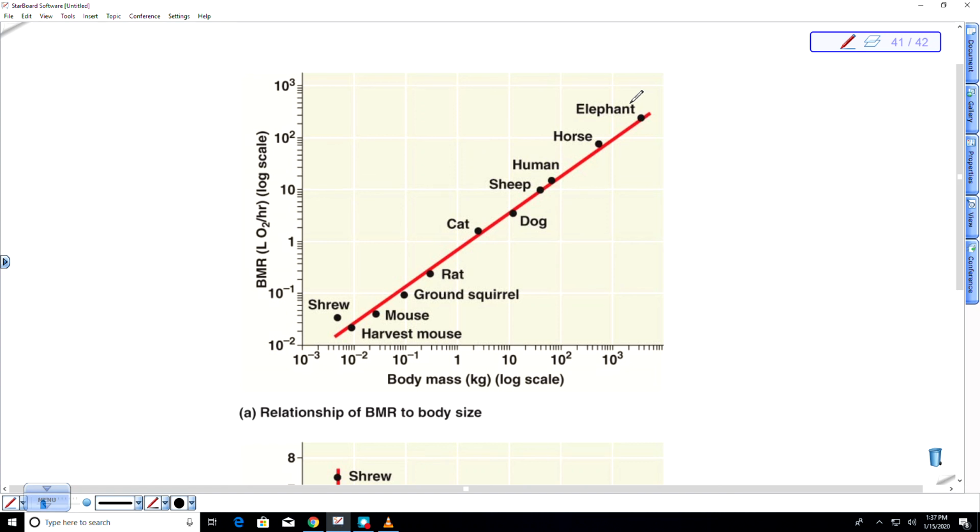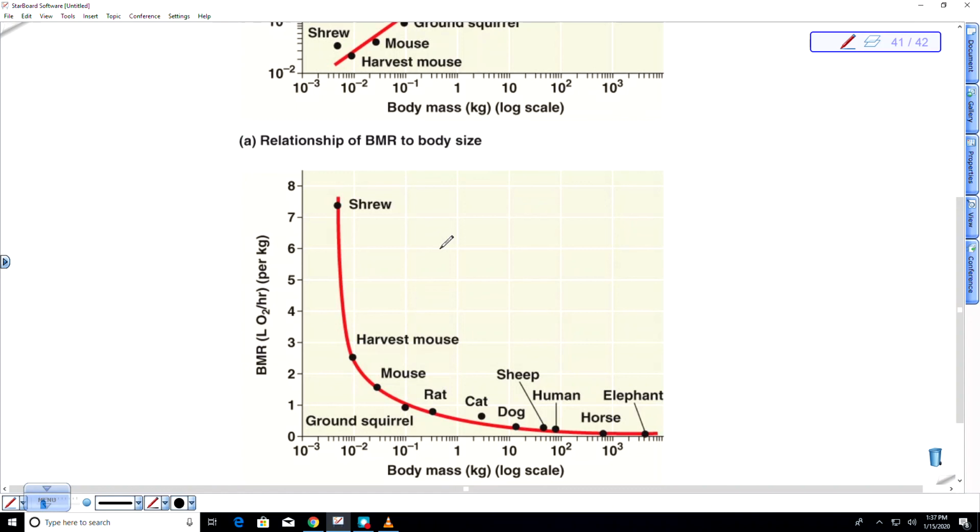If we look at this other graph, you'll notice something really interesting comes about. This is per kilogram. So this is the amount of oxygen per hour per kilogram. Notice that the shrew has a much higher metabolic rate if we take into consideration how much oxygen it needs per unit of mass of its body than an elephant. So what can anybody think of why we see this difference in shrews compared to larger endothermic animals? Notice these are all endotherms.